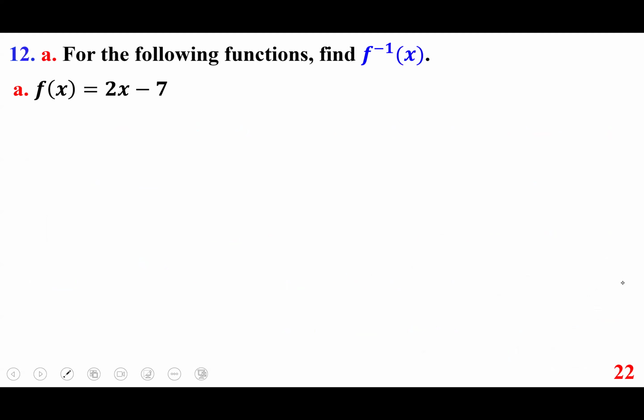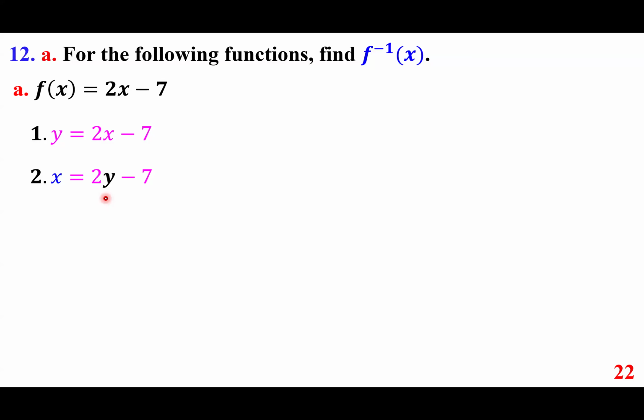For the following function, find f inverse of x. f of x is 2x minus 7, and we want to find f inverse. So what is the process of finding f inverse? Well, let's go through the process. Number one, let's change f of x to y because it makes it easier to deal with. Number two, let's interchange x and y. So y becomes x and x becomes y. And this is it. We have the inverse function.